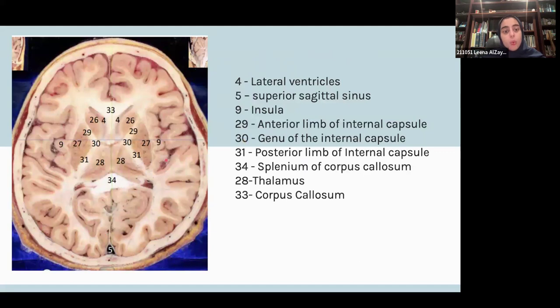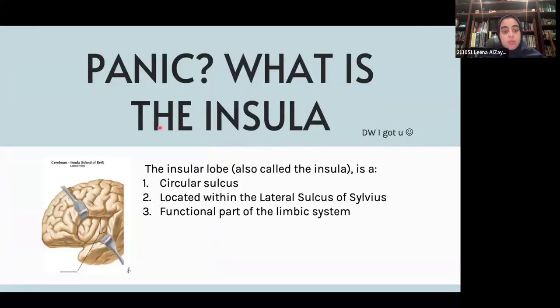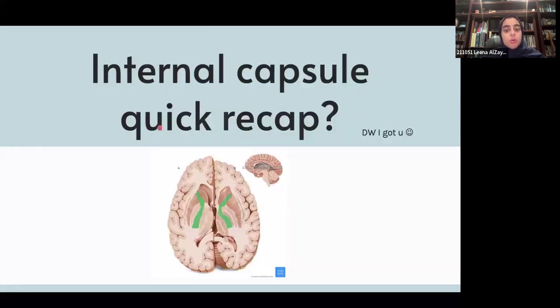Now we have the same diagram. I just wanted to remind you that this is the insula and this is how it looks over here. And it's the same thing as what we saw here in the extension.